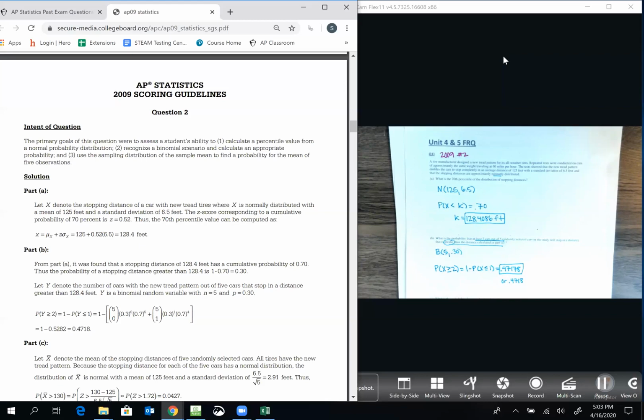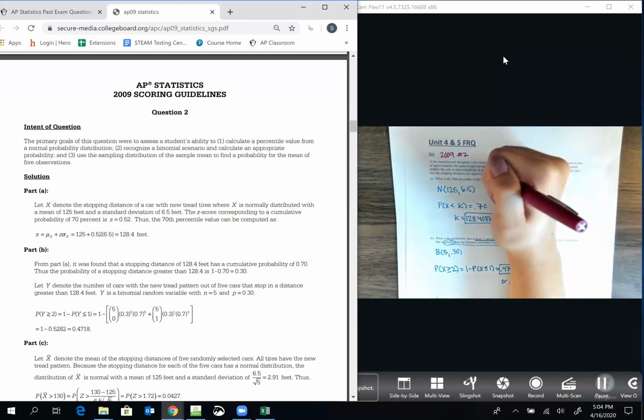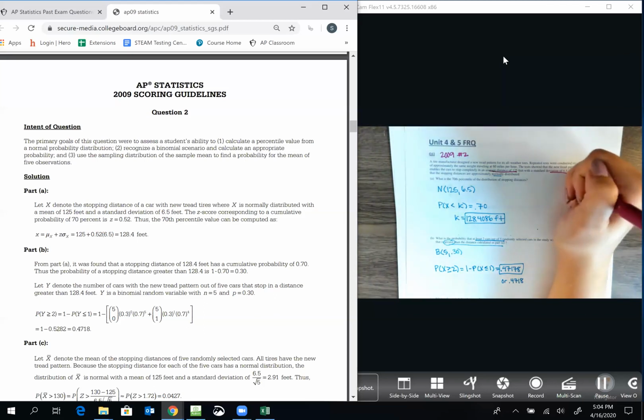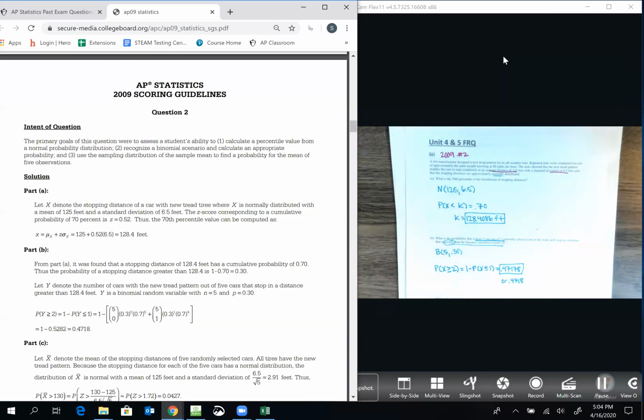So this is 2009, question 2. A tire manufacturer designed a new tread pattern for its all-weather tire. Repeated tests were conducted on cars of approximately the same weight traveling at 60 miles per hour. The tests show that the new tread patterns enable the car to stop completely in an average distance of 125 feet with a standard deviation of 6.5 feet, and that stopping distances are approximately normally distributed. What is the 70th percentile of the distribution of stopping distances?